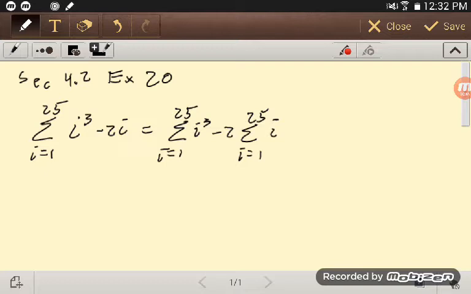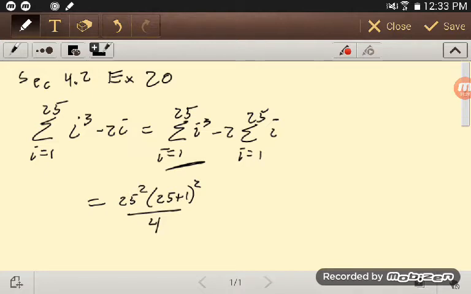Now in the textbook, they tell us this first one, the sum of the cubes, somewhere way back there. So back on page 255, they tell us that this sum is whatever n is there, in this case 25, it is 25 squared times 25 plus 1 squared divided by 4.